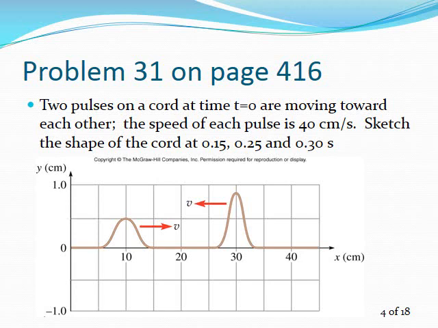Alright, so let's try a problem. Here you've got two pulses traveling on a chord at time t equals 0, moving towards each other. The speed of each pulse is 40 centimeters per second. Sketch the shape of the chord at these three times.